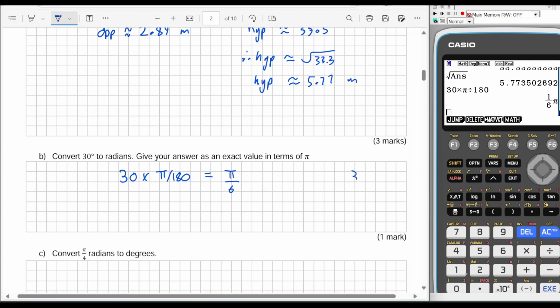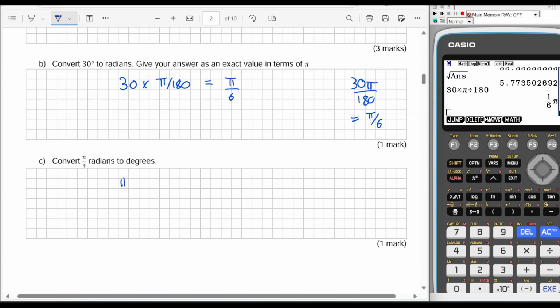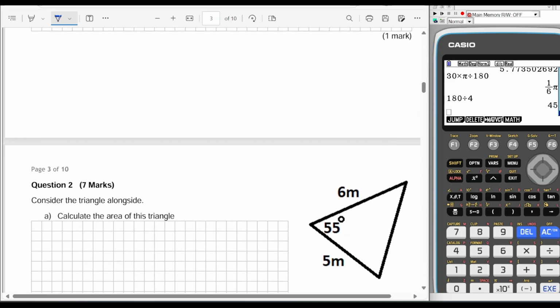The way you would do it by hand is you go 30 pi over 180, and you can imagine simplifying that fraction down. So divide the top and the bottom by, I think it's 30, and you'll get pi over 6. Convert pi over 4 radians to degrees, so you go times by 180 over pi here. The pi's will cancel off essentially, and you'll be left with 180 over 4, which is, and we can see what that is. So it's 45 degrees. Since it's degrees, we've got to put a little circle-y degrees sign up there.